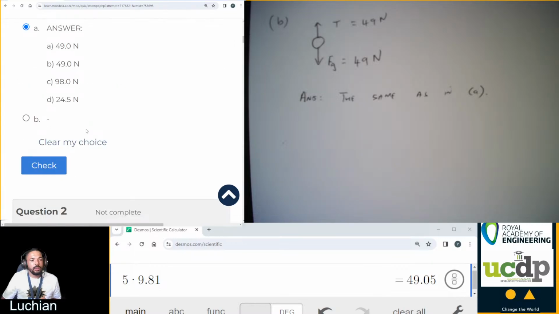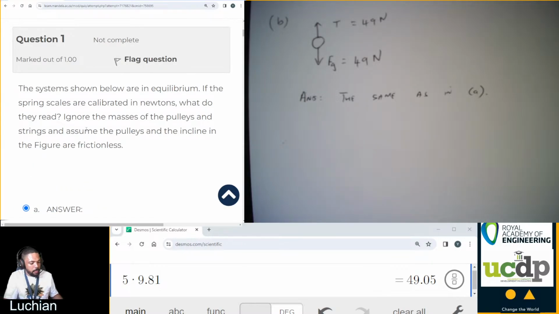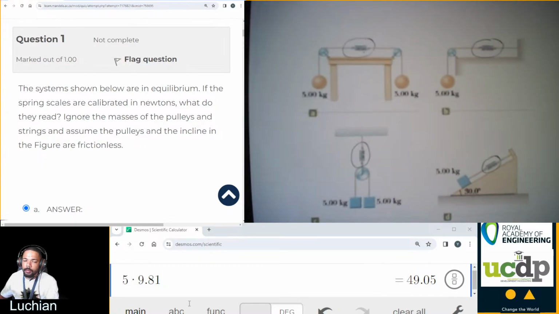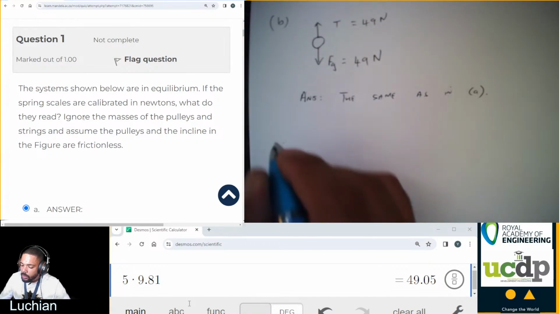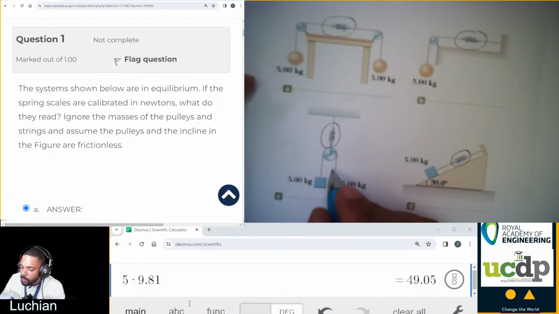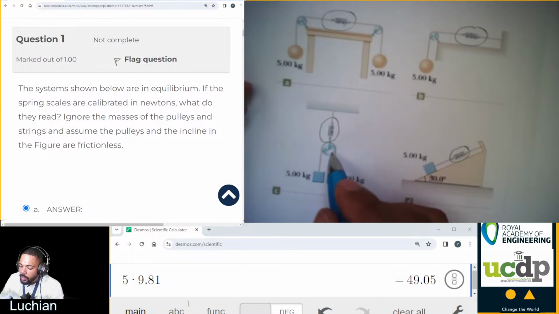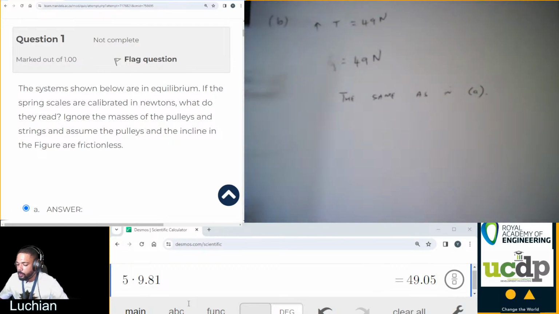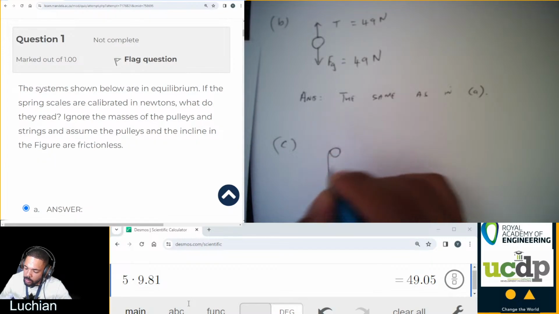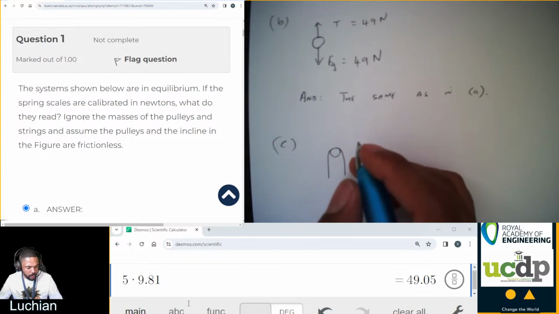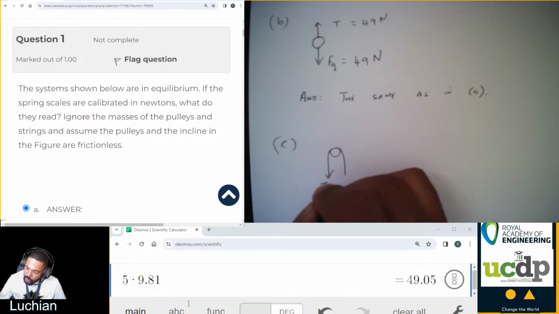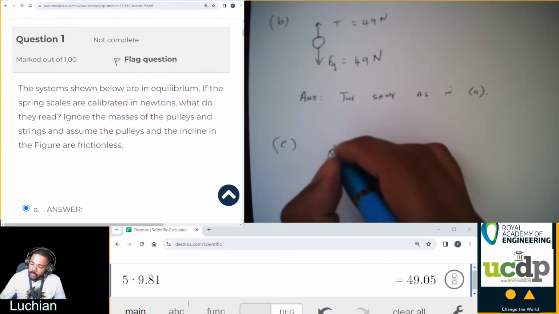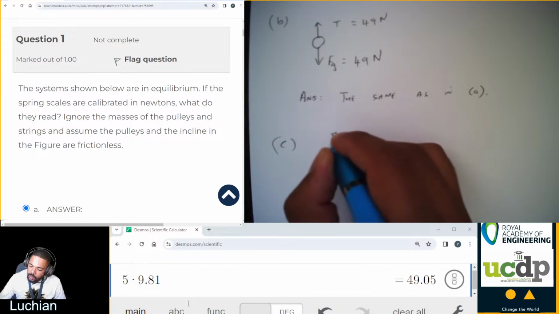Now, let's go to part C. Here we have a pulley with two blocks hanging on it. Let's just draw the free body diagram for this situation. We have a pulley and then we have two forces downward. Okay, so we have the pulley, then we have a force and a force. These two forces are the forces of tension, tension 1 and tension 2. And then we have the scale here.